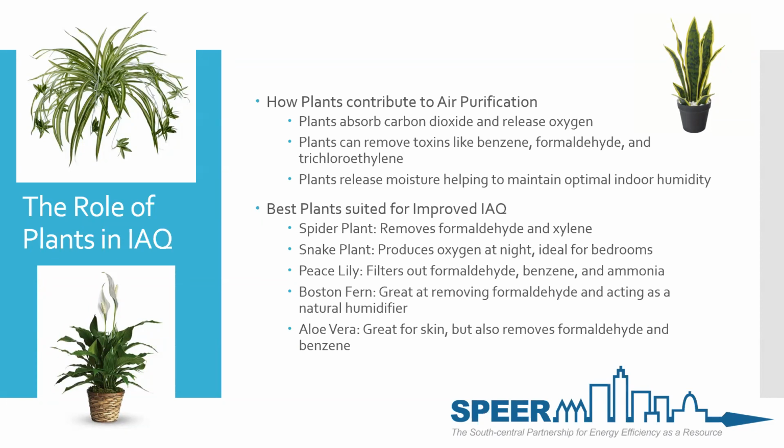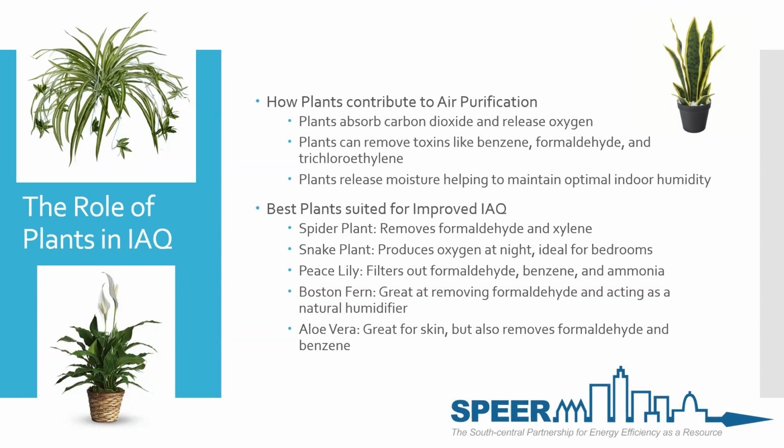I can't say that big word. Plants release moisture to help maintain optimal indoor air quality and humidity. Then it goes into just showing what kind of plants are suitable for certain things. Spider plants remove formaldehyde and xylene. A snake plant produces oxygen at night, ideal for bedrooms.